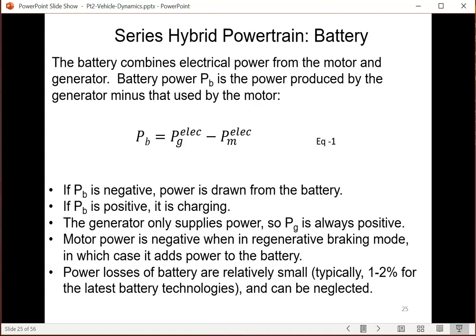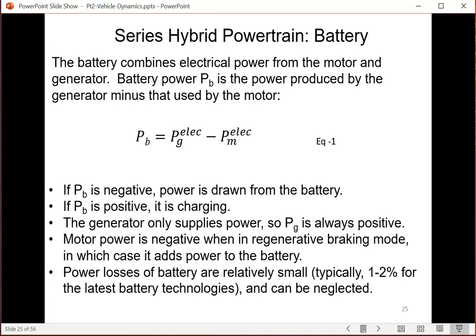Motor power is positive when it's in driving mode, when you drive the vehicle forward, but negative if the motor is working in a braking mode. Okay? And also, what you should notice is the power losses of the battery are relatively small, so we can actually neglect them as well. Okay, there are losses, but compared with other losses, it's quite small. So that's the input and output power of each of the components.